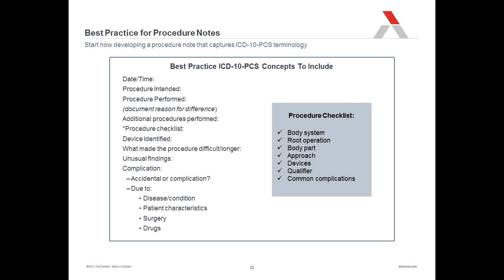Make sure that if you're utilizing or leaving behind any device, that device is clearly identified. If there are any instances where the procedure was made difficult or longer, maybe because of extensive adhesions that caused some difficulty, that's also very important to include in your operative report. And then also document any unusual findings. Make sure that any complications that occurred during the procedure are clearly documented as either accidental or a true complication of the procedure, or maybe even due to some underlying disease or condition that the patient may have had prior to going into the operating room.